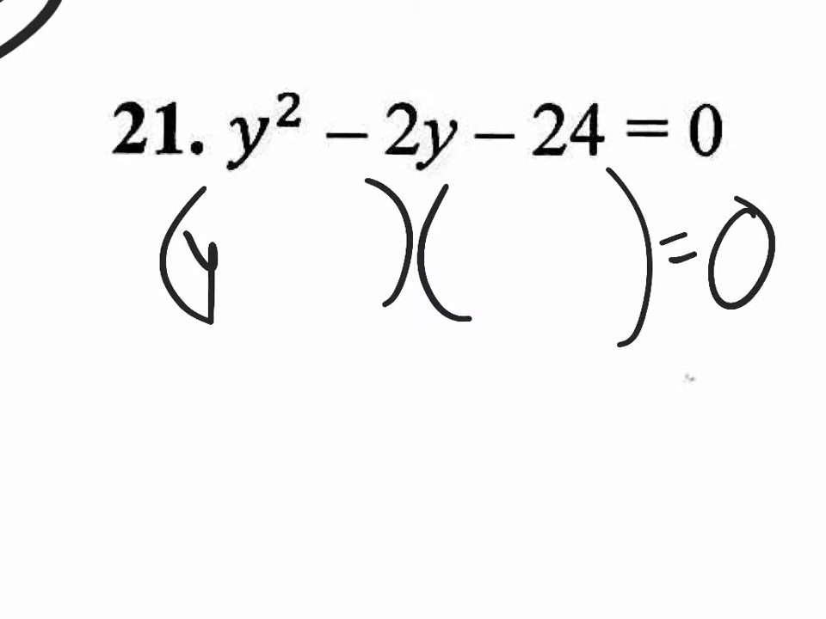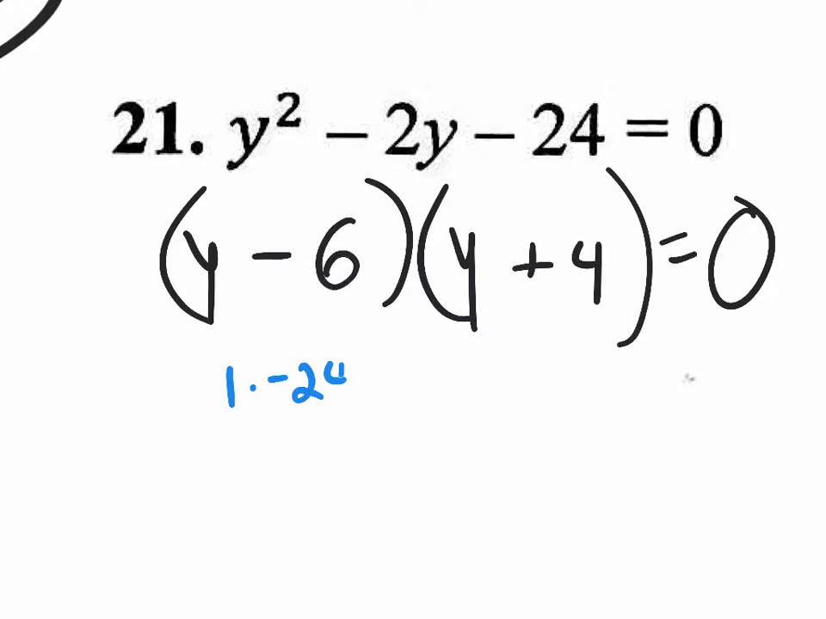What times what is negative 24 that if you combine together is negative 2? Negative 6 times positive 4. Right? Of course, if you're rusty on your multiplication tables, just start with, okay, how could I get 24? 1 times negative 24. 2 times negative 12. 3 times negative 8. 4 times negative 6. Right? And then you think about the pair of numbers that will give you the b value negative 2.